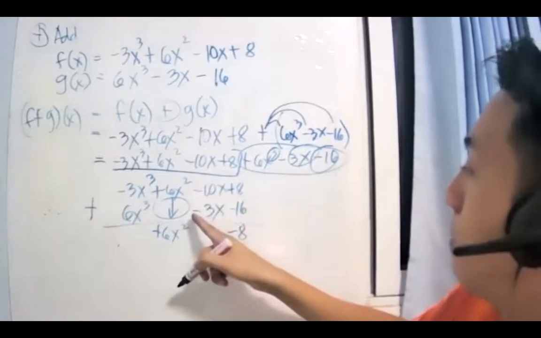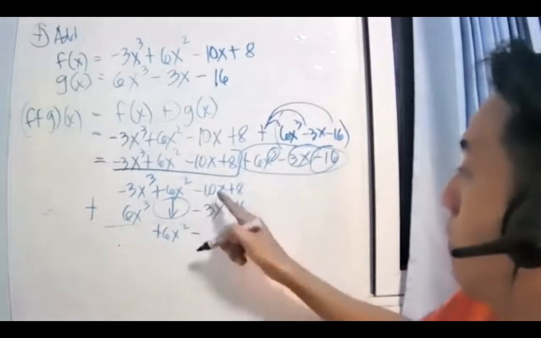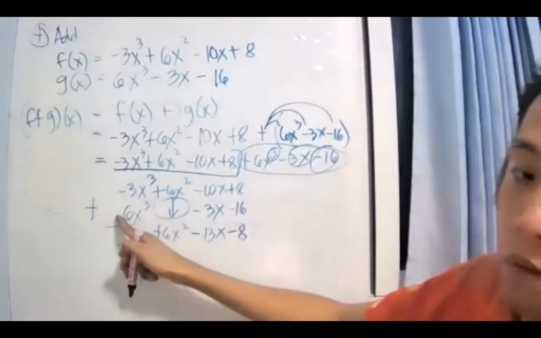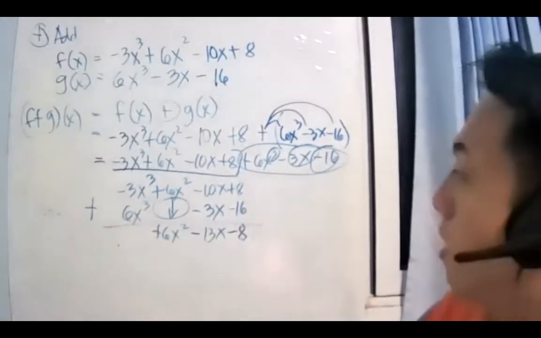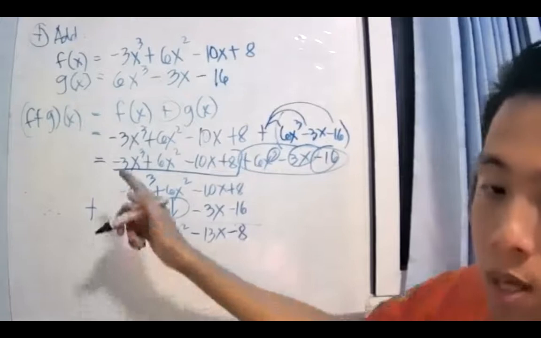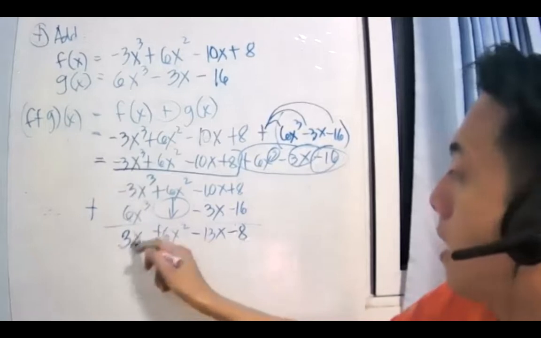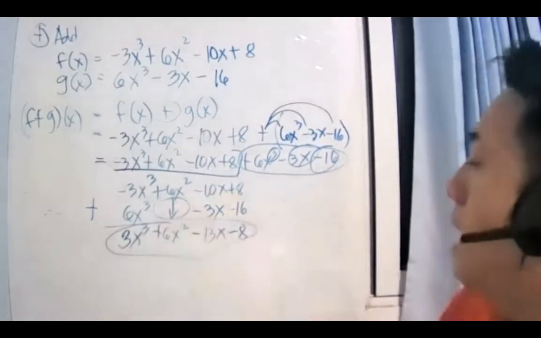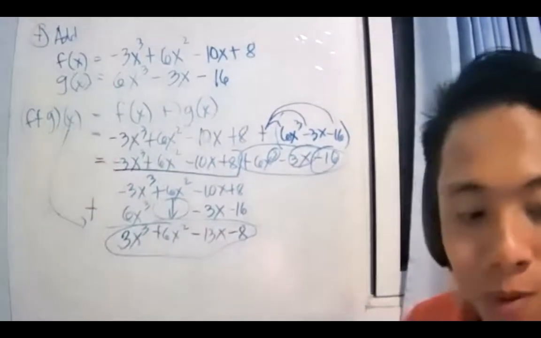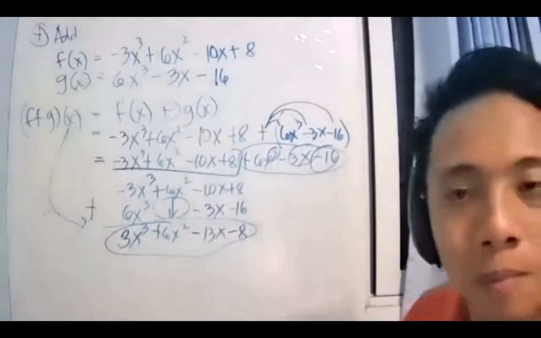Negative and then negative. So we will add them. So I will just copy negative, and 10 plus 3 is 13x. Negative, positive. So we will subtract, and then copy the sign of the greater number. So we have positive 6, that is greater than 3. So we will follow positive. 6 minus 3, 3x cubed. So this is now our final answer. Okay? Simple. It's super duper simple. Simple lang, di ba? Okay.